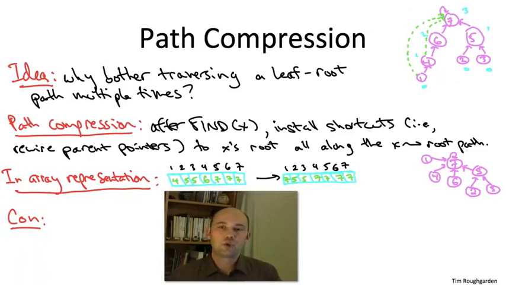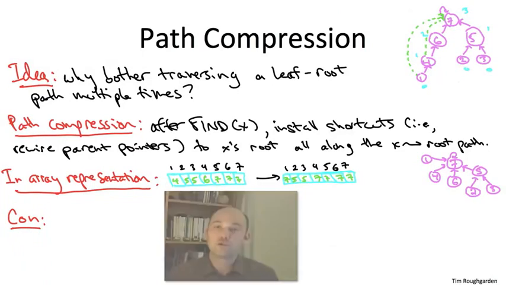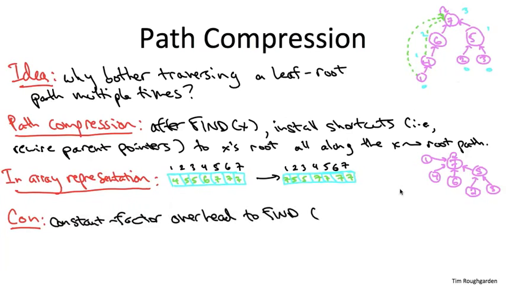Well, the con side is quite minor. Really, we're just doing a little multitasking on find, and that introduces a small constant factor overhead. We are already doing work proportional to the number of hops on the path from X to its root, and we're still just doing constant work for each node on that path. We're doing an extra constant work for each node after the fact to rewire the parent pointer to point to the root.